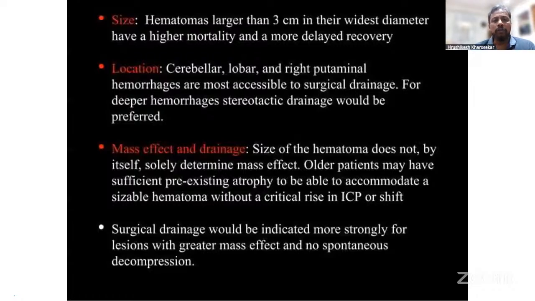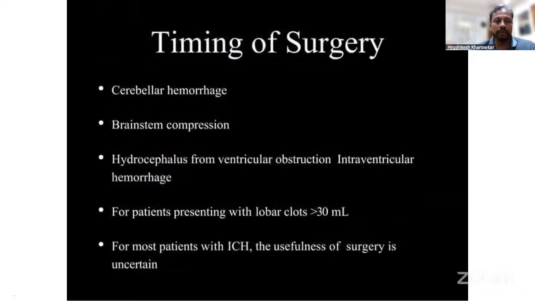So, depending on the location, cerebellar or lobar, right putaminal hemorrhages are more accessible for surgical drainage rather than the deeper hemorrhages. Size of hematoma does not by itself solely determine the mass effect. Older patients might have larger hematomas, but with an atrophied brain, they can have them without raised ICP. Surgical drainage would be indicated more strongly for lesions with great mass effect and no spontaneous decompression into the ventricular system.